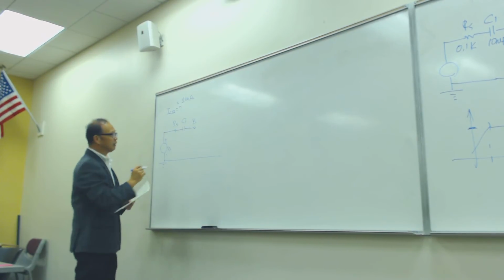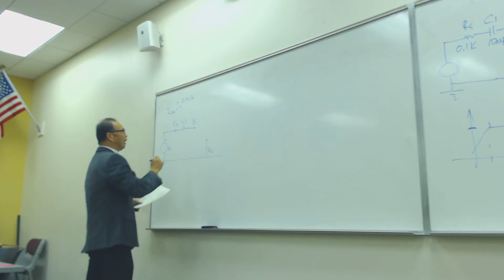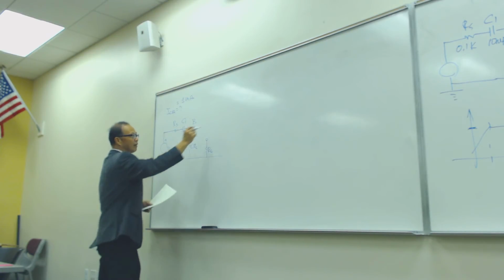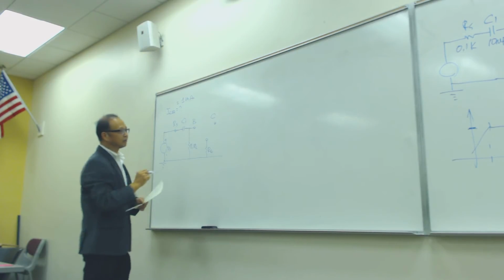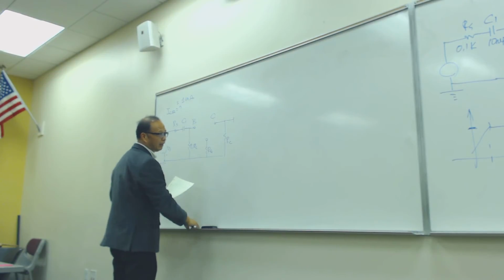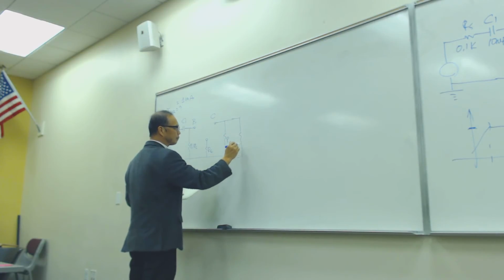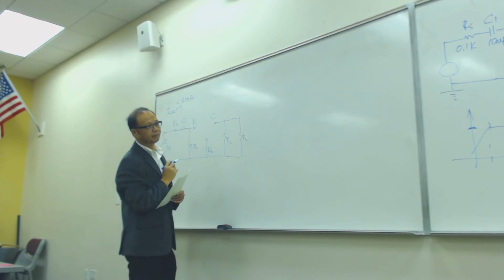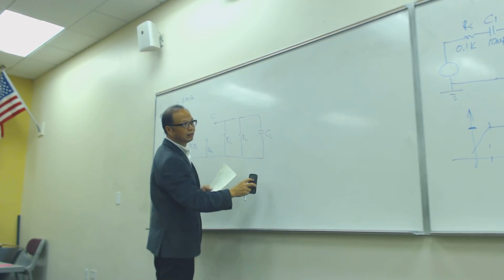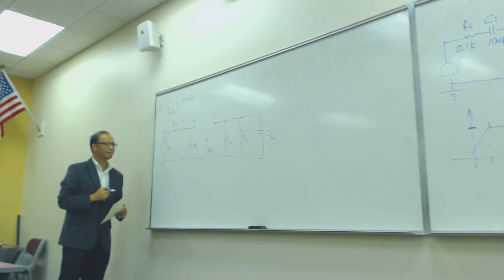Then the emitter, R3 to the ground. This is R1 in parallel with R2. The capacitor, R sub C to the ground. And then you have R sub L to the ground, yes? And then you have C sub 2 to the ground.